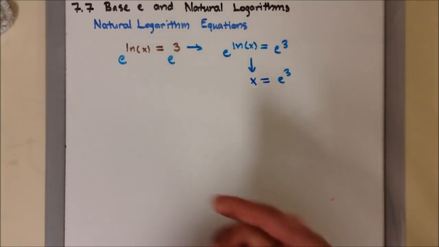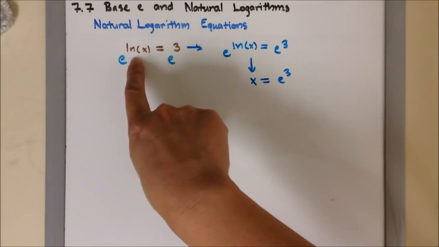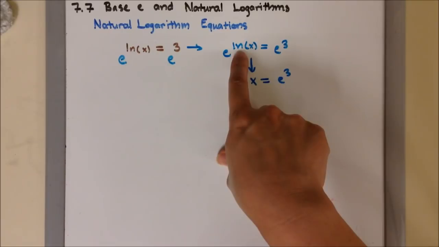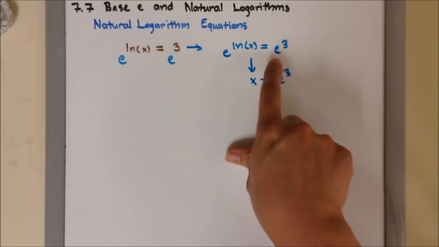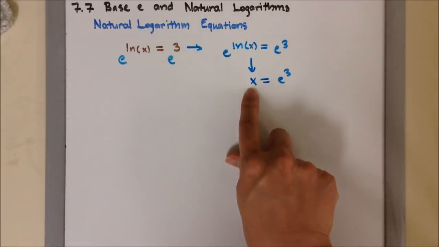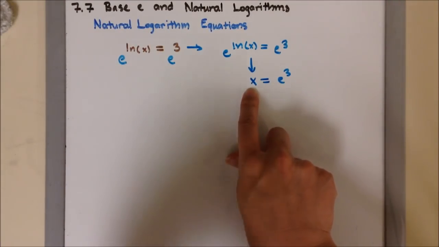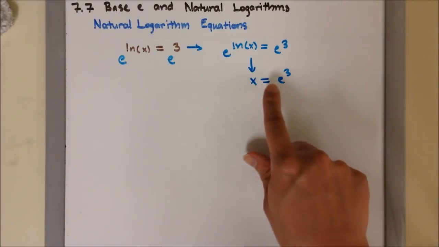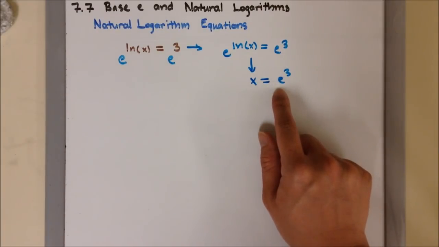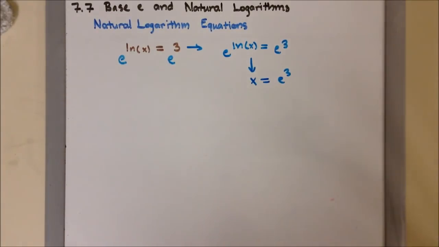So to review, when you're working with a natural log equation, simply raise what you have as the exponent for e on both sides, and then what's inside the natural log, you just bring it down and write it as a regular size, in this case a regular size x, and it's equal to e to the third power. And if you need to find a decimal, you type in the e constant and then raise it to the third power.